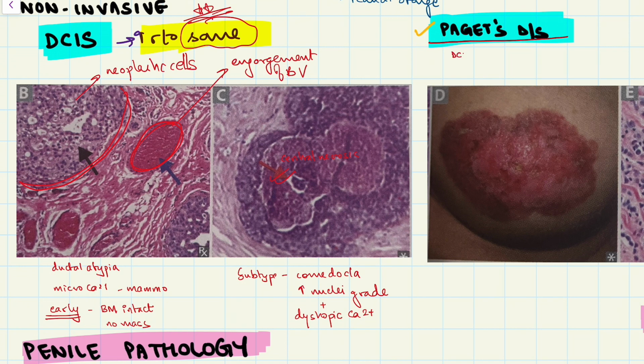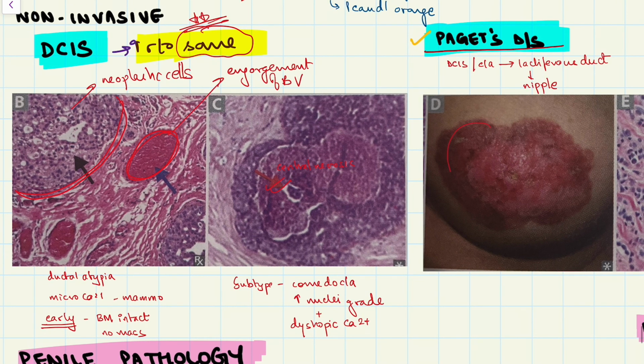So it is an extension of an underlying DCIS or an invasive breast cancer into the lactiferous duct, right, and thereby into the contiguous skin of the nipple, right. It occurs as an eczematous patch over the nipple and the areola skin. Paget cells are basically intraepithelial adenocarcinoma cells.